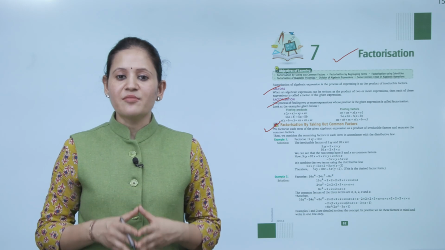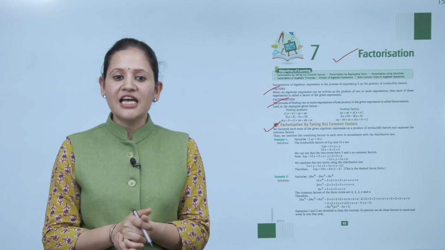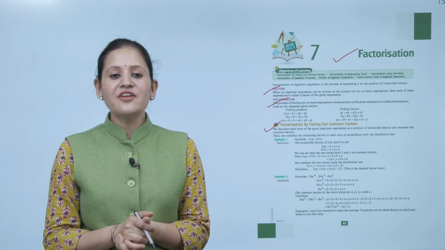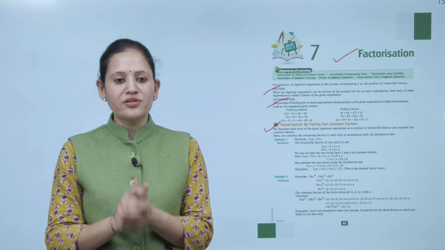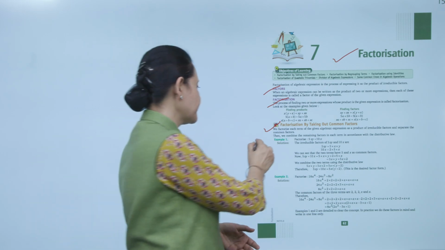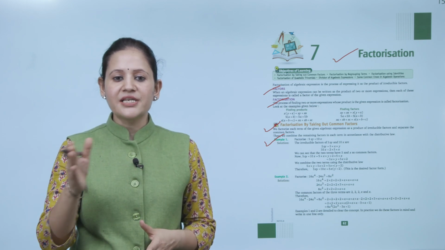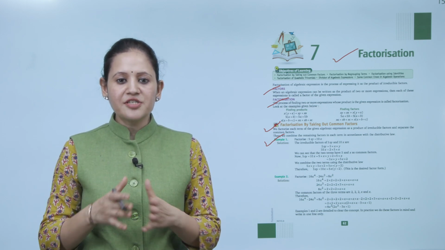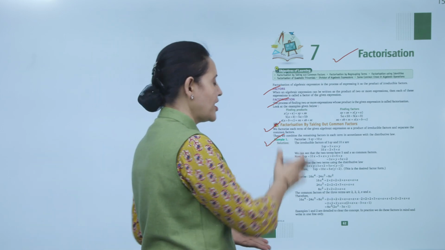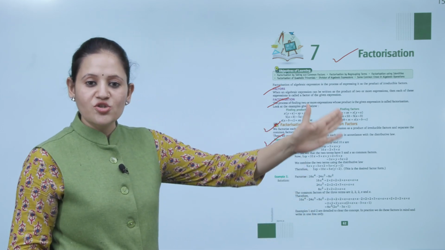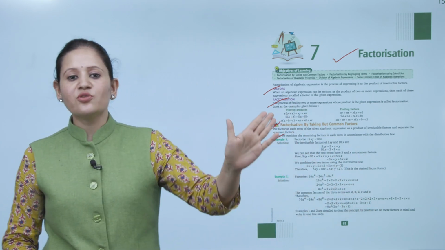We factorize each term of the given algebraic expression as the product of irreducible factors and separate the common factors. Then we combine the remaining factor in each term in accordance with the distributive law. We'll take an example here. Here we have to factorize 5xy plus 10x. The irreducible factors of 5xy and 10x: 5xy will be 5 into x into y, and 10x will be 2 into 5 into x. We cannot reduce this further.